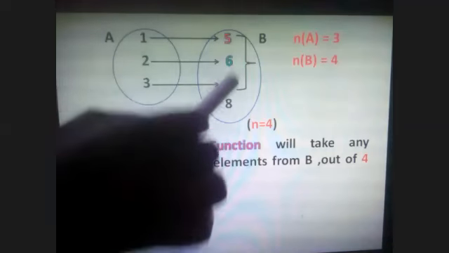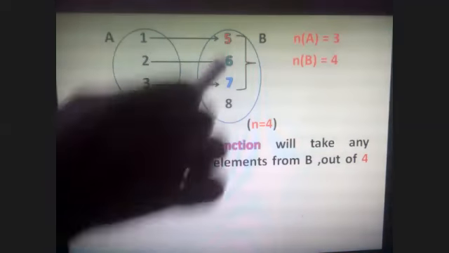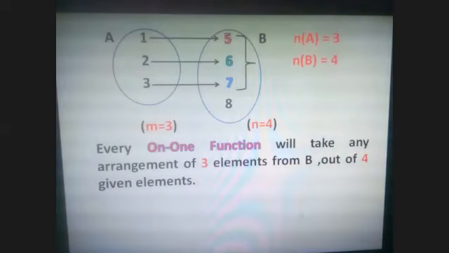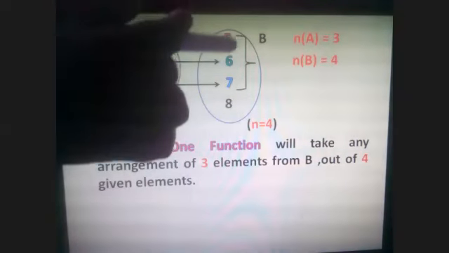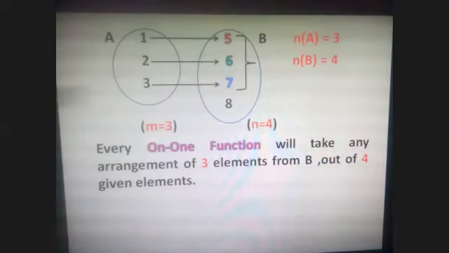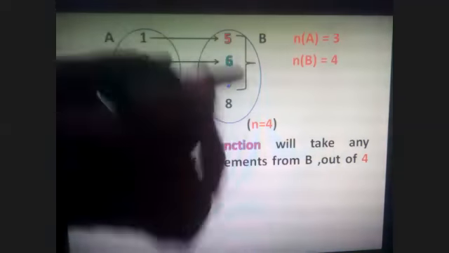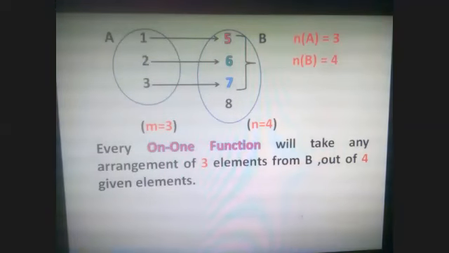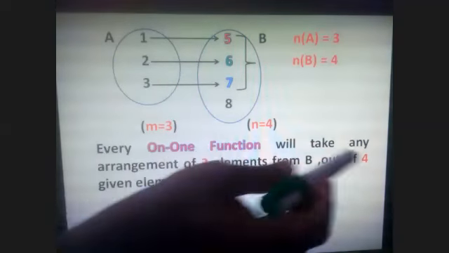It may be 5, 6, 7 for 1, 2, 3, one function. Maybe 5, 7, 6, another function. Another one-to-one function, maybe 6, 5, 7. So any arrangement of 3 elements from this will be a one-to-one function. Every one-to-one function will take any arrangement of 3 elements.